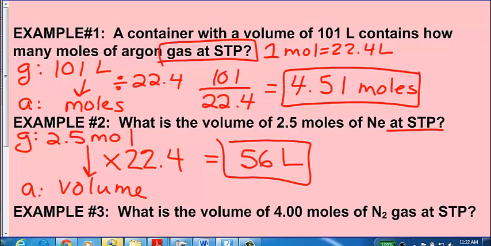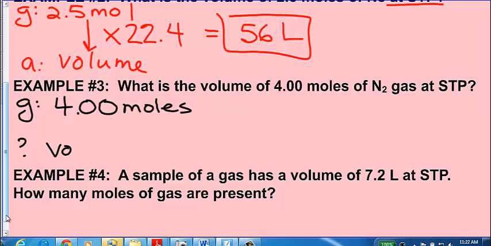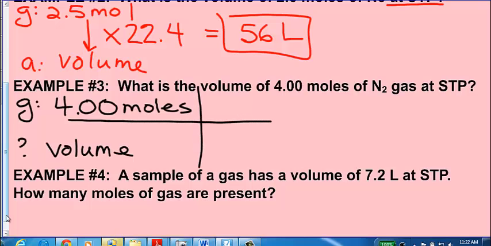Okay? Again, if you like dimensional analysis, you could always use dimensional analysis for any of these relationships. I'll just walk you through dimensional analysis for the next one. We are given moles, and they're asking us for volume. So the unit we want to get rid of goes on bottom. The unit you want to convert to goes on top. I'll just put liters, right? That's the unit of volume.